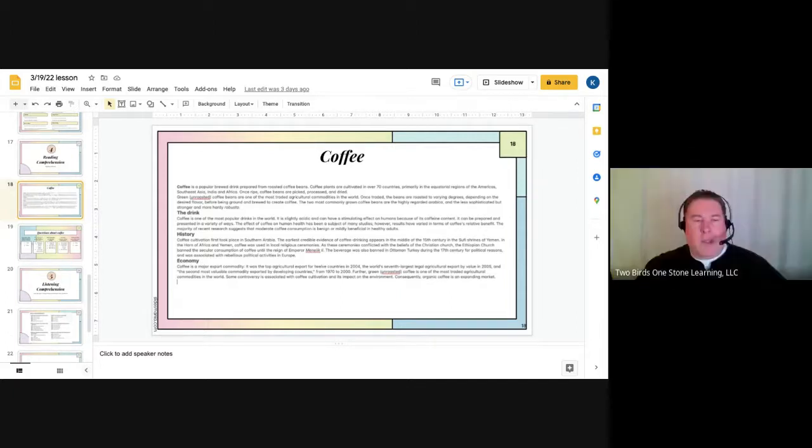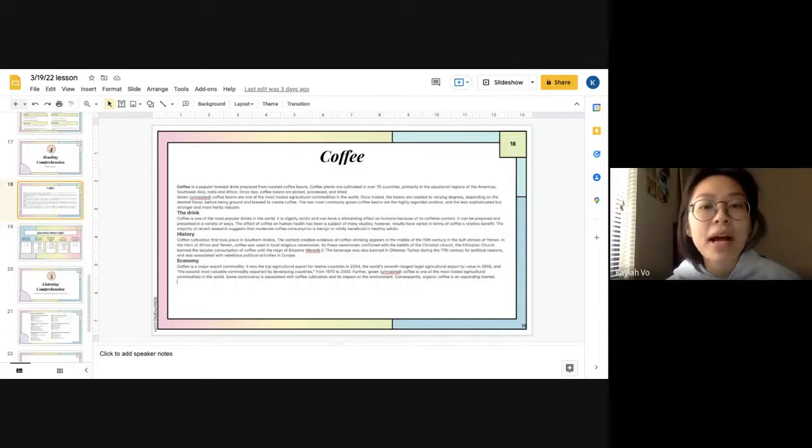Sure. And then part of the spoken component is the pronunciation. So by having him read aloud, you're addressing whatever areas you need to address in terms of pronunciation with the student.